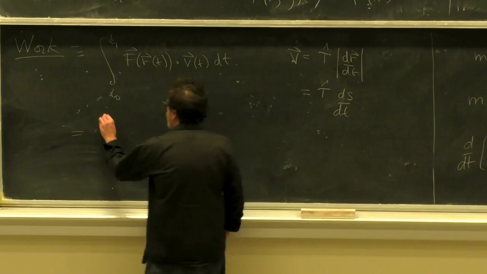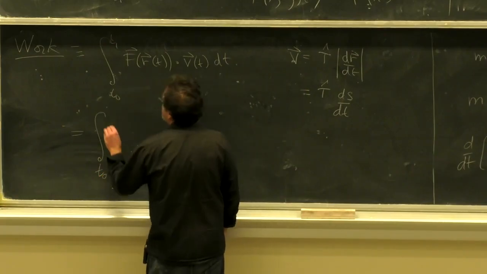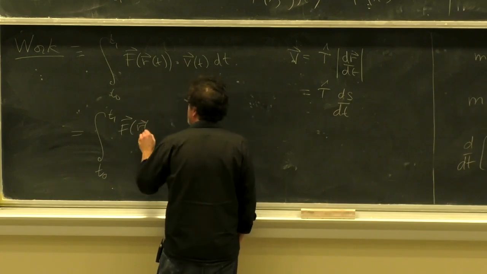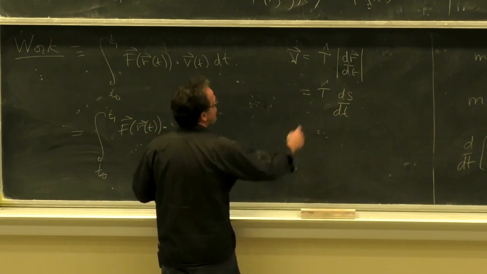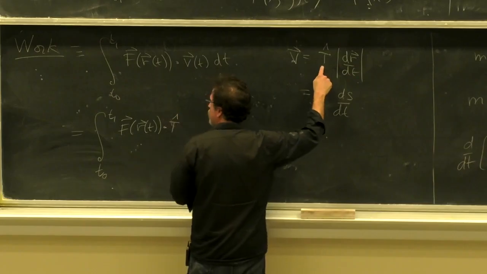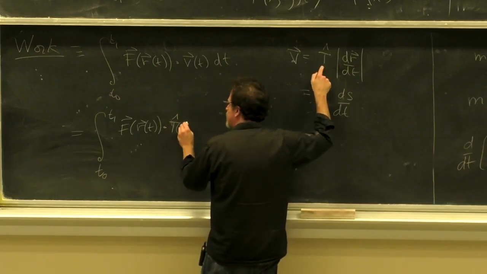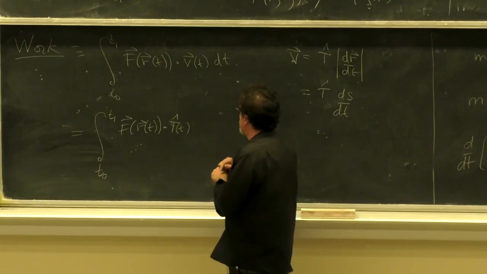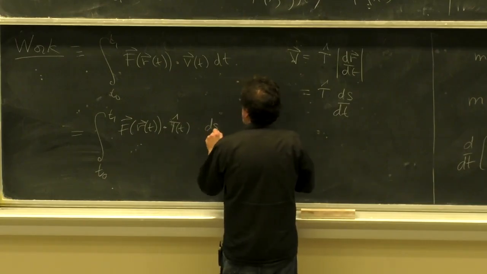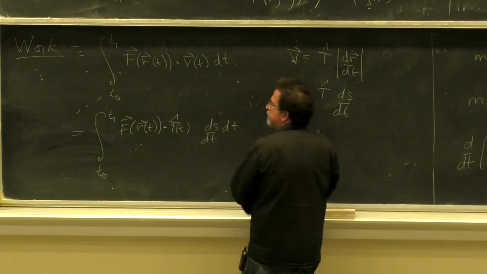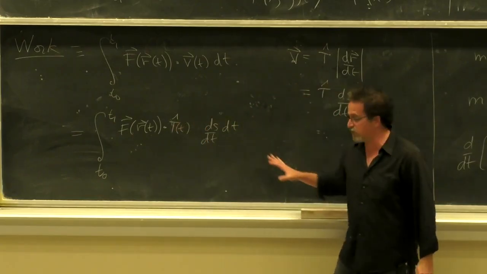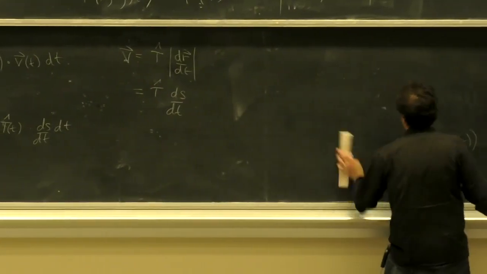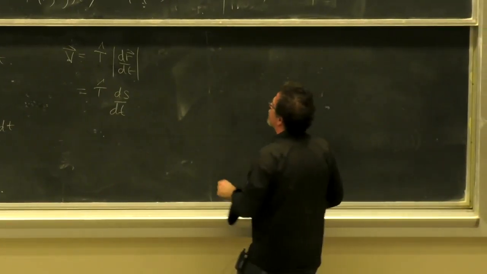And so the work gets rewritten as the integral from t0 to t1 of F of r of t dotted into the tangent vector, which depends on where you are. I'm going to emphasize the tangent vector does depend on t. You're either pointing this way or this way, your unit tangent, times ds/dt dt. And I hope you see now that this is right for expressing it as the integral with respect to arc length.